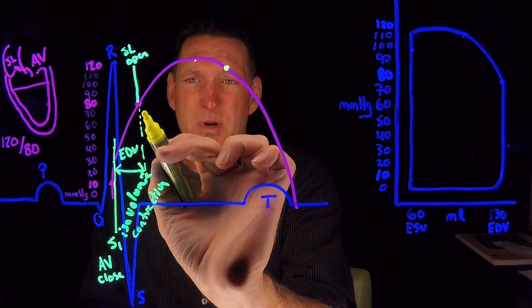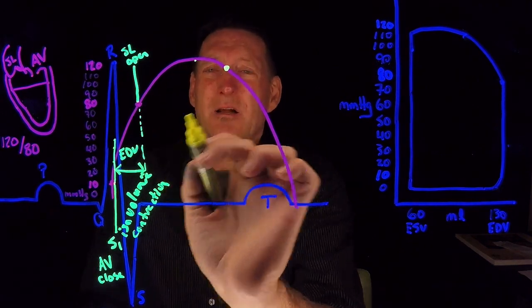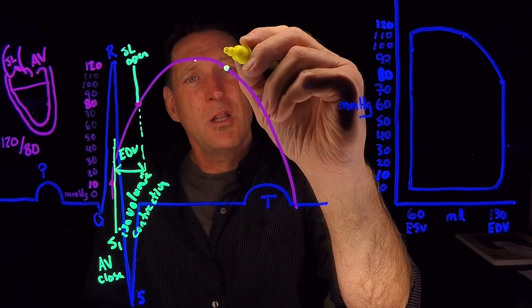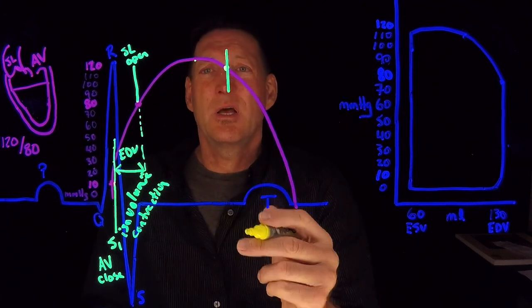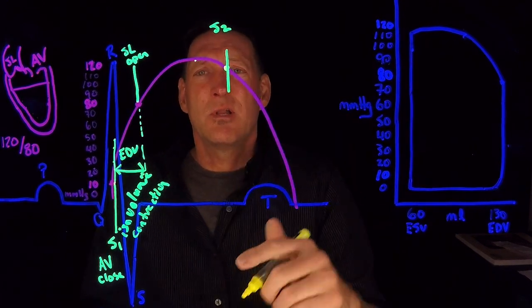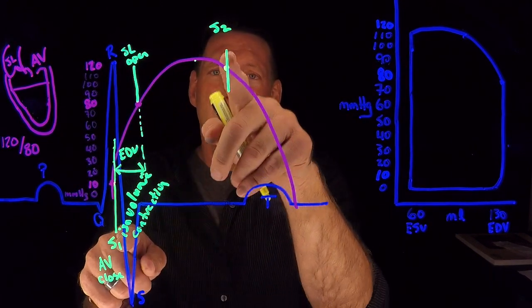Now you notice here I opened at 80, but I don't have to get back to 80 to close it. I just have to get less than the pressure in the aorta. So right about here, I'm going to close the semilunar valve, and so I'm going to hear S2. So that's another sound. So I hear the lub here, the dub here.